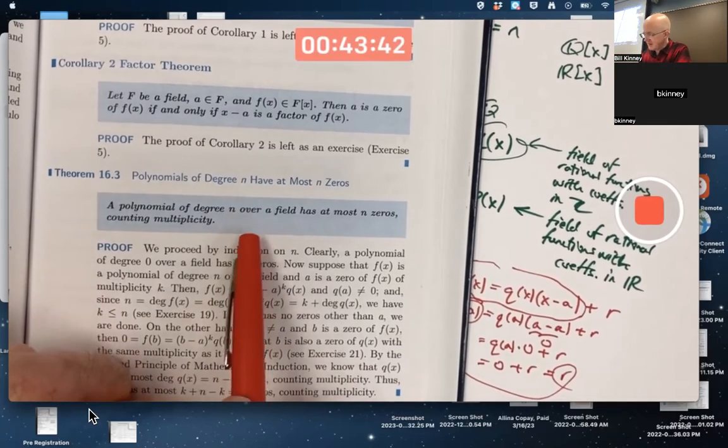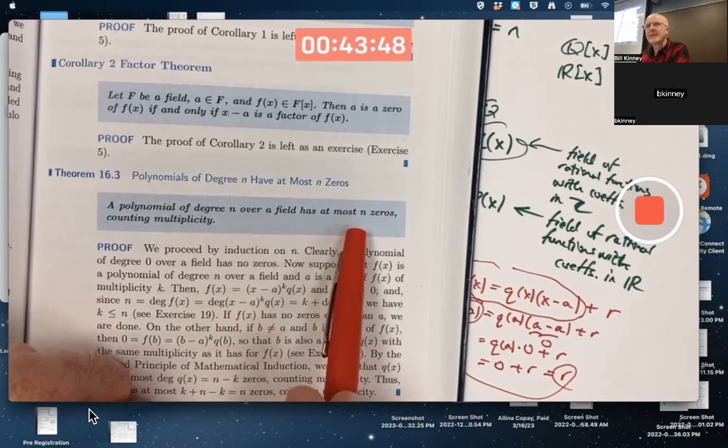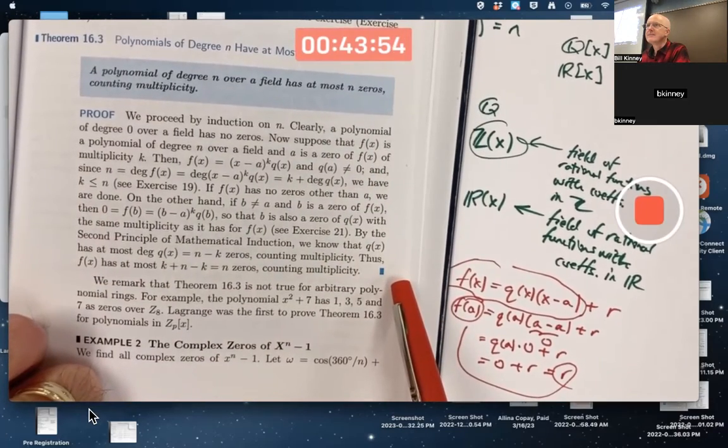But this is not the fundamental theorem of algebra. This doesn't say it's got at least one zero. It says it has at most n zeros, no more than n. That's much easier to prove. The proof is that long. You're not going to have more than n zeros, is what this is saying. It's not guaranteeing you have any, but you're not going to have more than n when the degree is n.